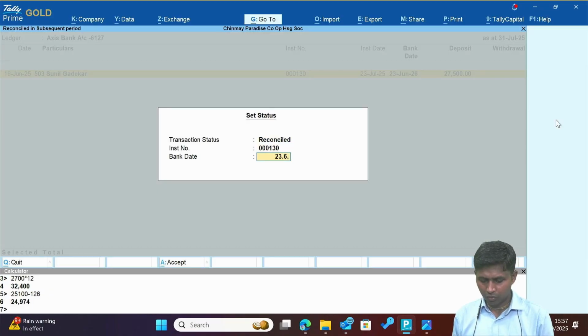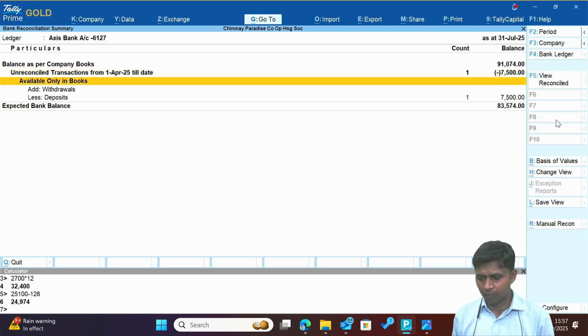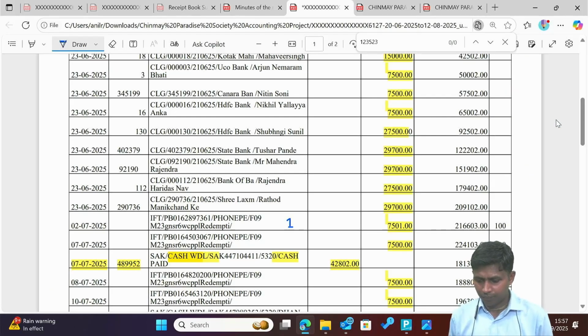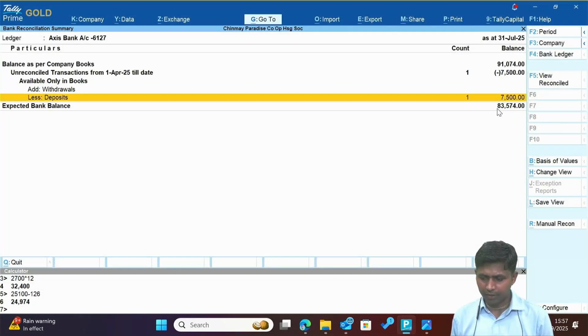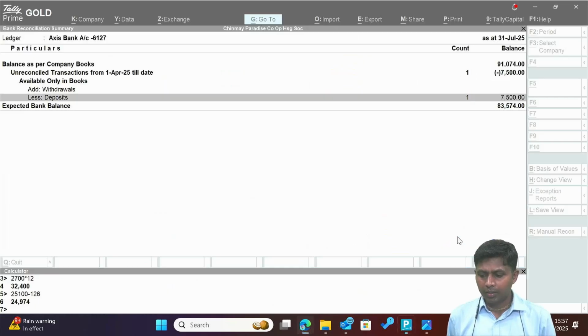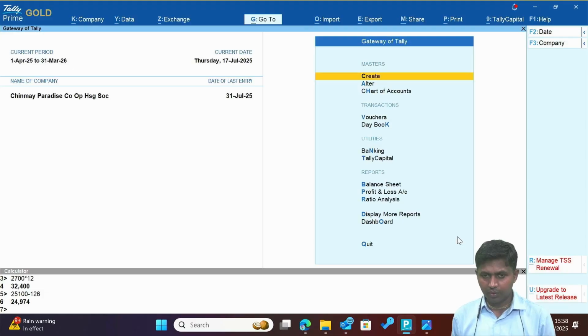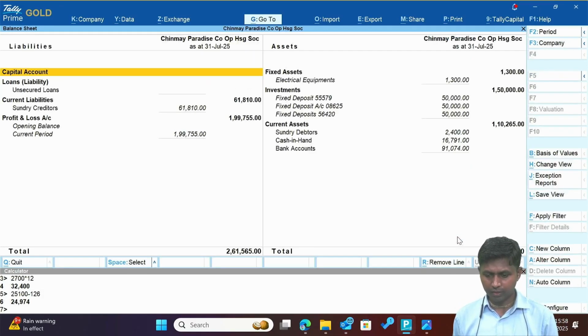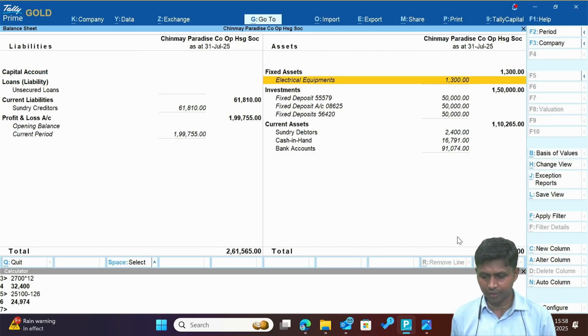Twenty-third June 25. Okay, you can check the expected bank balance: 83,575. The same balance is there in the statement also. That means we have reconciled bank correctly. Everything is over now. Just lastly, before submitting account to the auditor, to the reconciliation or to the ledger, do the ledger scrutiny. Now, just first open the balance sheet.